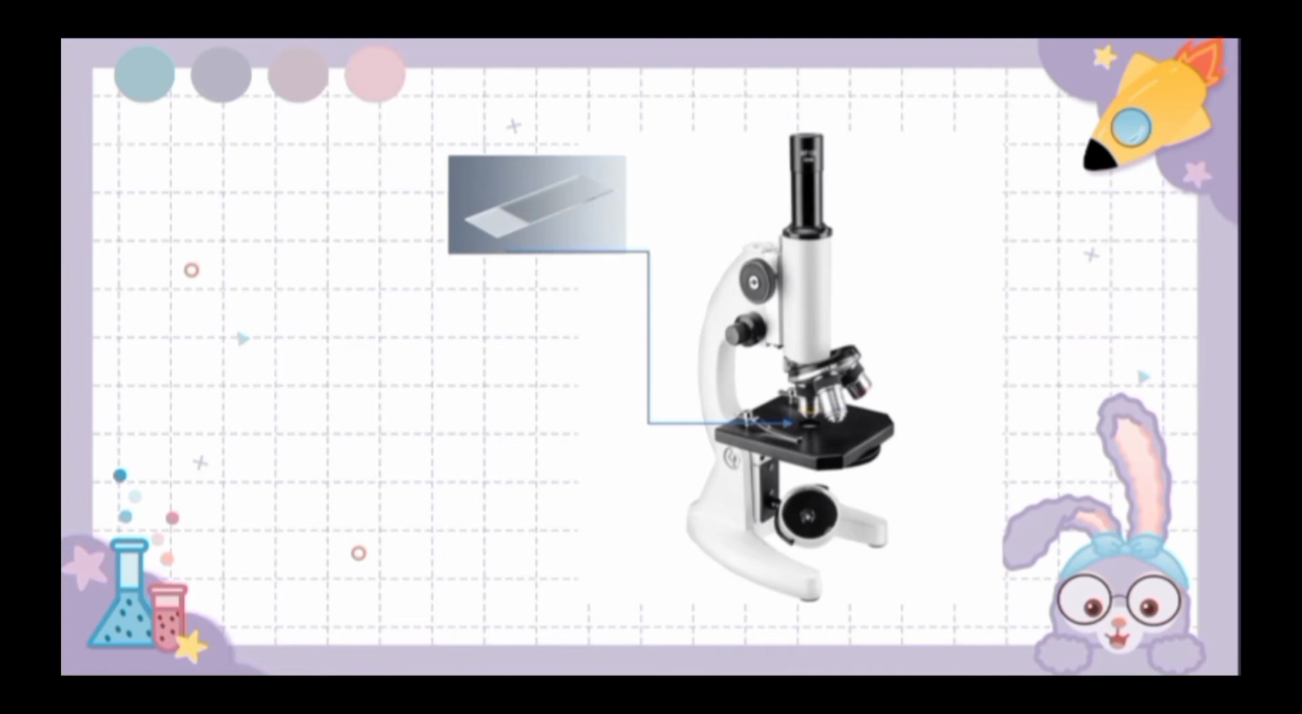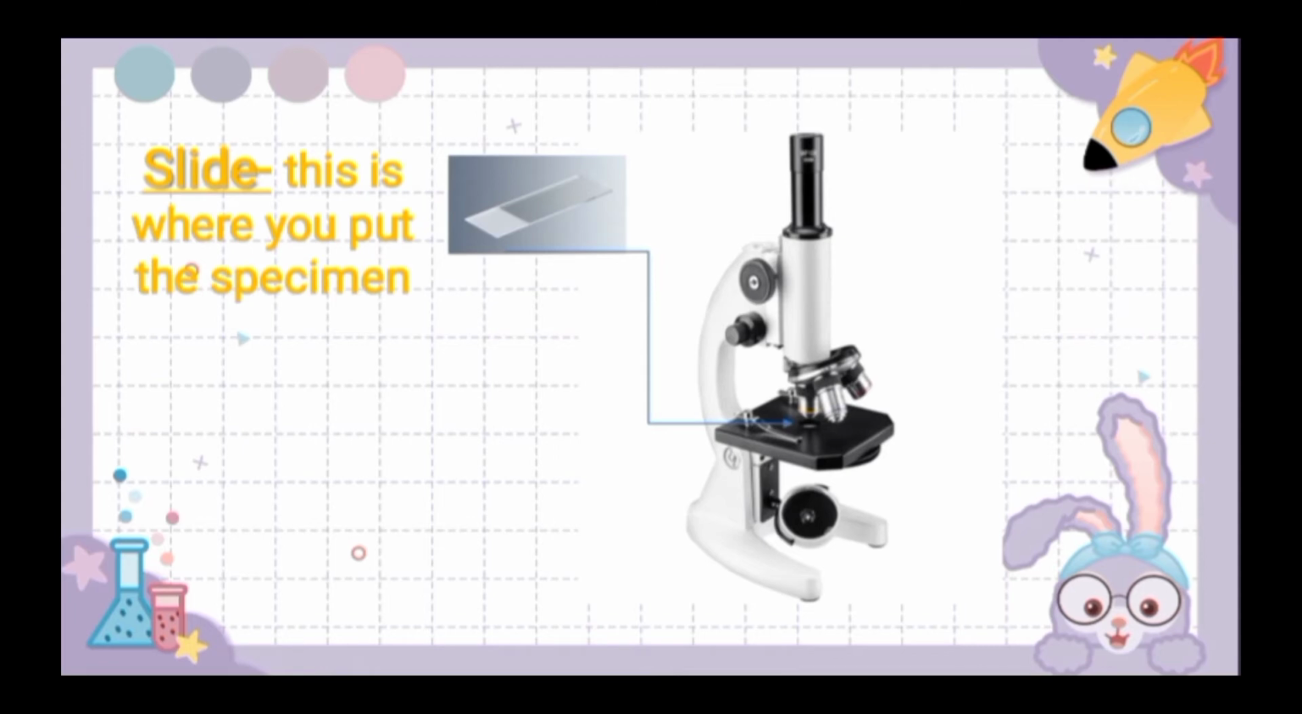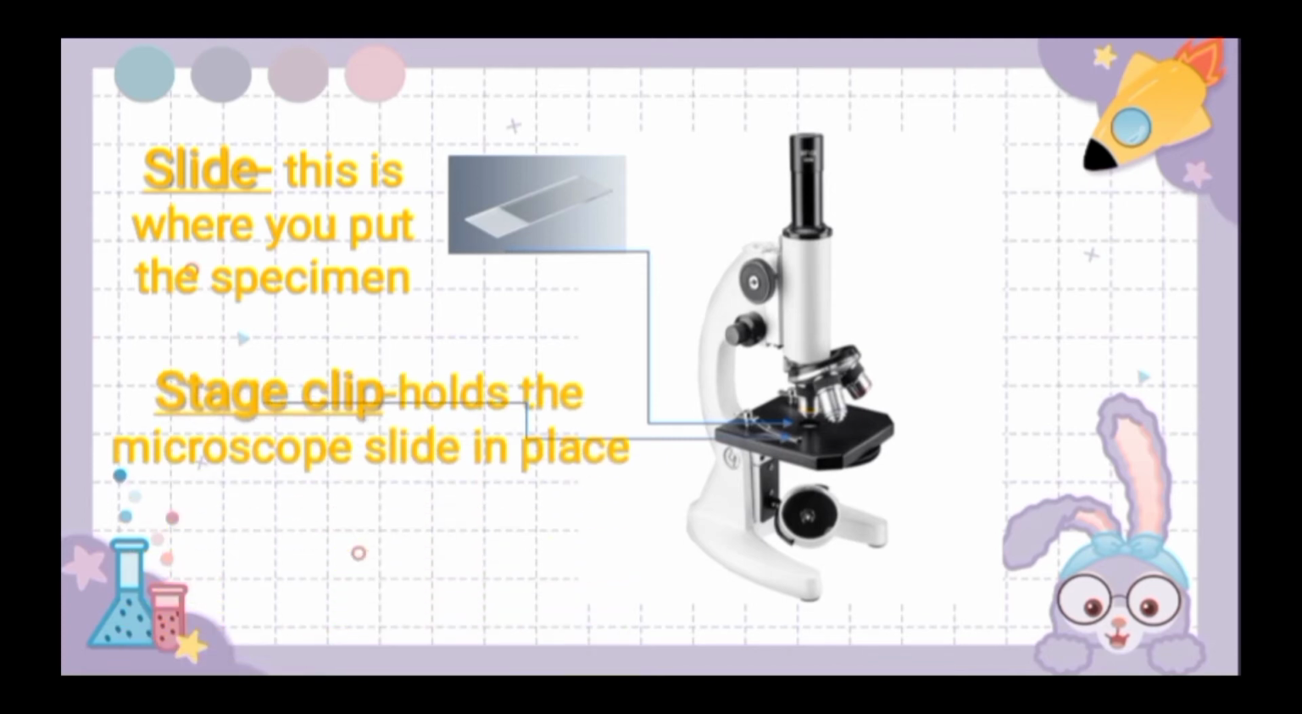How about this one? Precisely. This is called the slide. This is where you put the specimen. Another part of the microscope. What part is this one? This is what we call the stage clip. It holds the microscope slide in place.